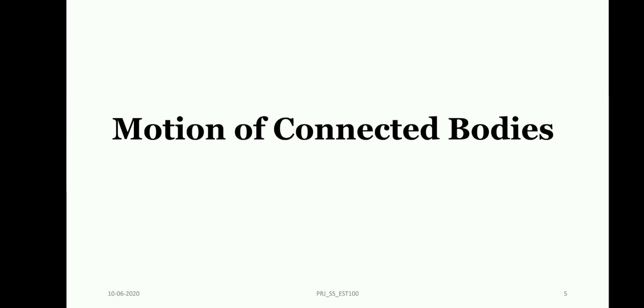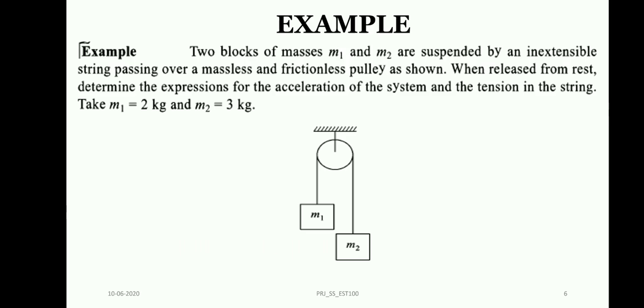Then next we are discussing a small problem regarding D'Alembert's principle, that is motion of connected bodies. This is the question. Two blocks M1 and M2, M1 with mass 2 kilogram and M2 with mass 3 kilogram. By checking the figure we know that 3 kilogram is heavier than 2 kilogram. So M2 is moving downward, correspondingly M1 is moving upward.